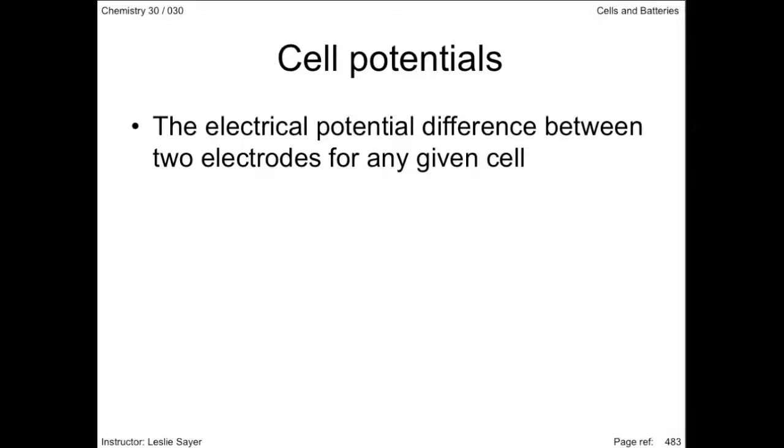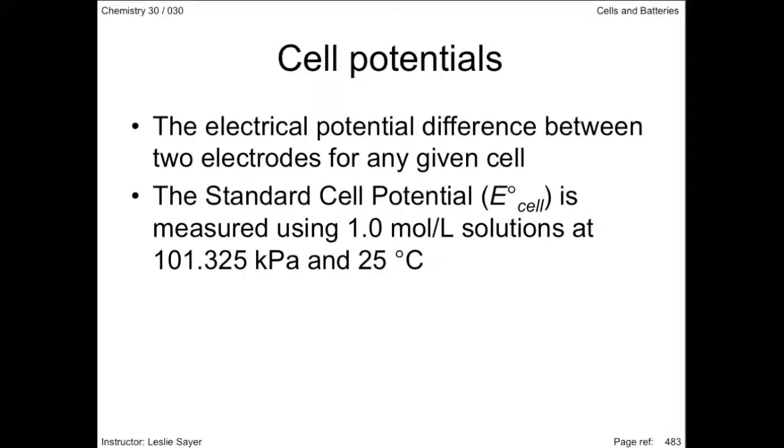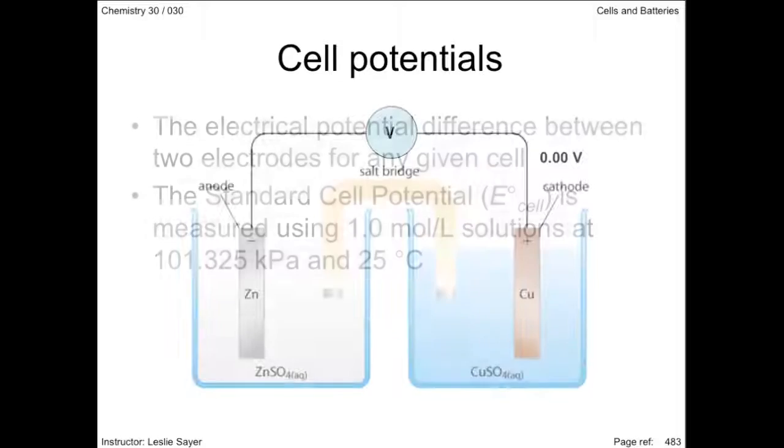For any given cell, the electrical potential difference between two electrodes is called the cell potential. The standard cell potential is an internationally agreed set of standard conditions for reporting cell potentials. The cell potential is the difference in energy of the electrons between the anode and the cathode. If we were to arbitrarily set one of the electrodes to have an electrical potential of 0, the voltmeter measures the difference between the two electrodes, and that voltage becomes the cell potential.